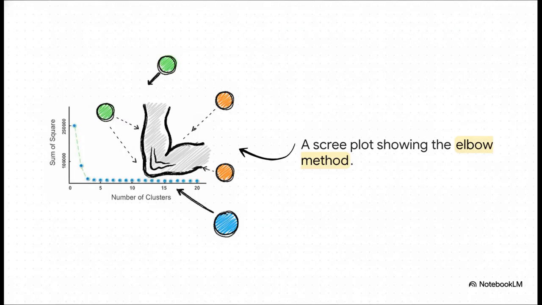If we chart this out, we plot the number of clusters on our x-axis and a metric called inertia on the y-axis. Inertia is just the within-cluster sum of squares, basically the variance inside the clusters. Exactly. You want to look for that really pronounced kink or elbow in the line where the error drops significantly, but then just kind of levels off.